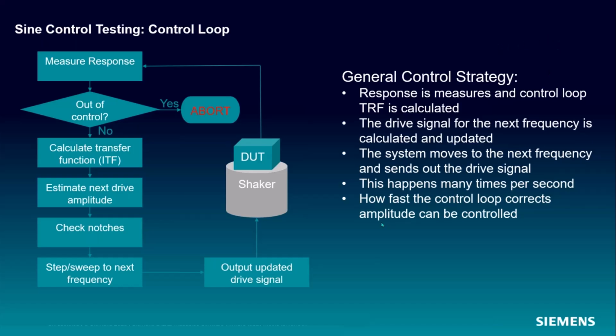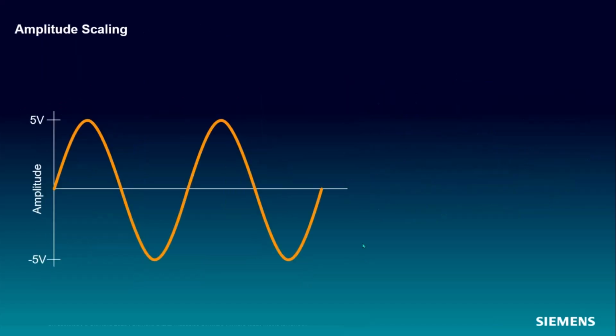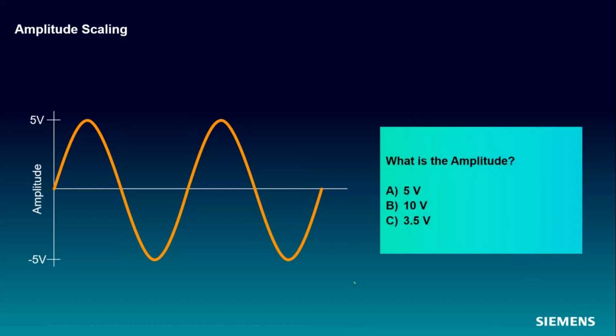And how fast the controller corrects for amplitude can be controlled with something called compression factor, and we'll get to that in a minute. But here's a little quiz for everybody. I have a sine wave here. I have my tick marks at -5 and 5 volts. What is the amplitude of this sine wave?